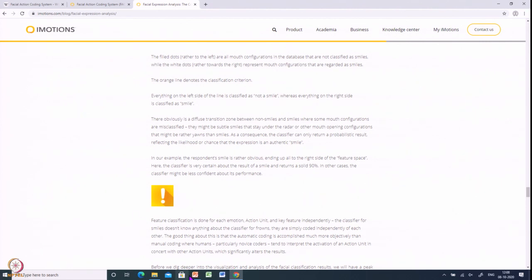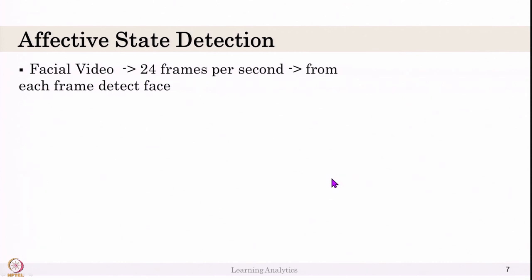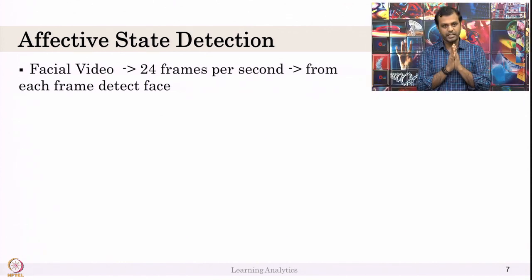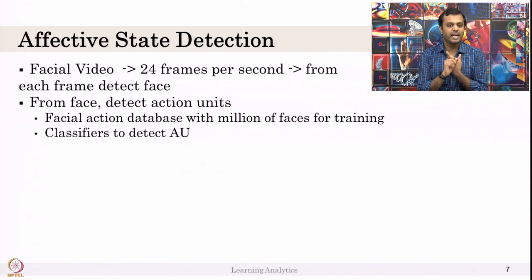Let's see that again briefly. What happens here is your facial expression in a video is captured. It has 24 frames per second, and from each frame, it detects the face. After detecting the face, it detects the action units. That is, the action is detected by comparing that particular area with the trained database, and from that information, it classifies whether the action units are happening or not. Classifiers are trained to detect action units, like a simple machine learning classifier. Most of them are support vector machines, or the advanced neural network ones.